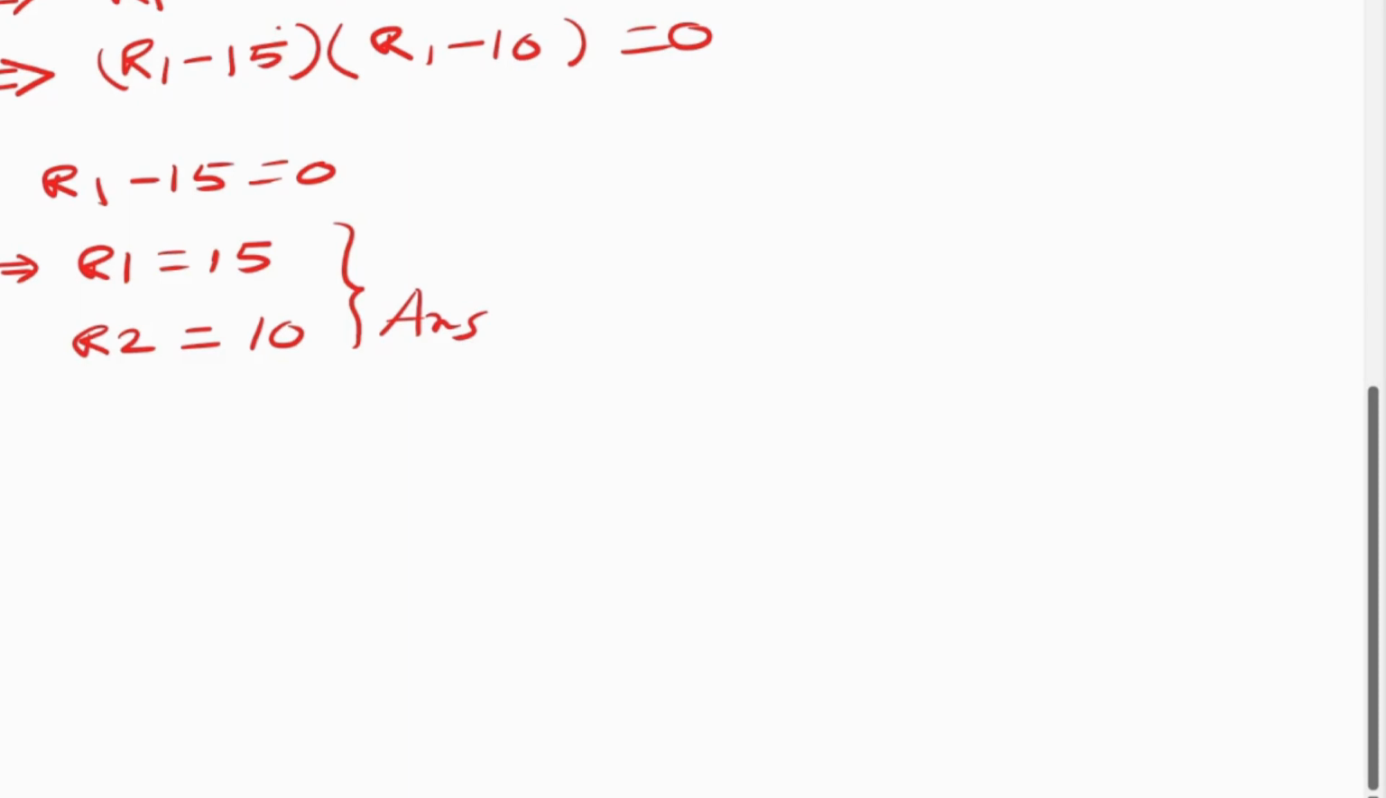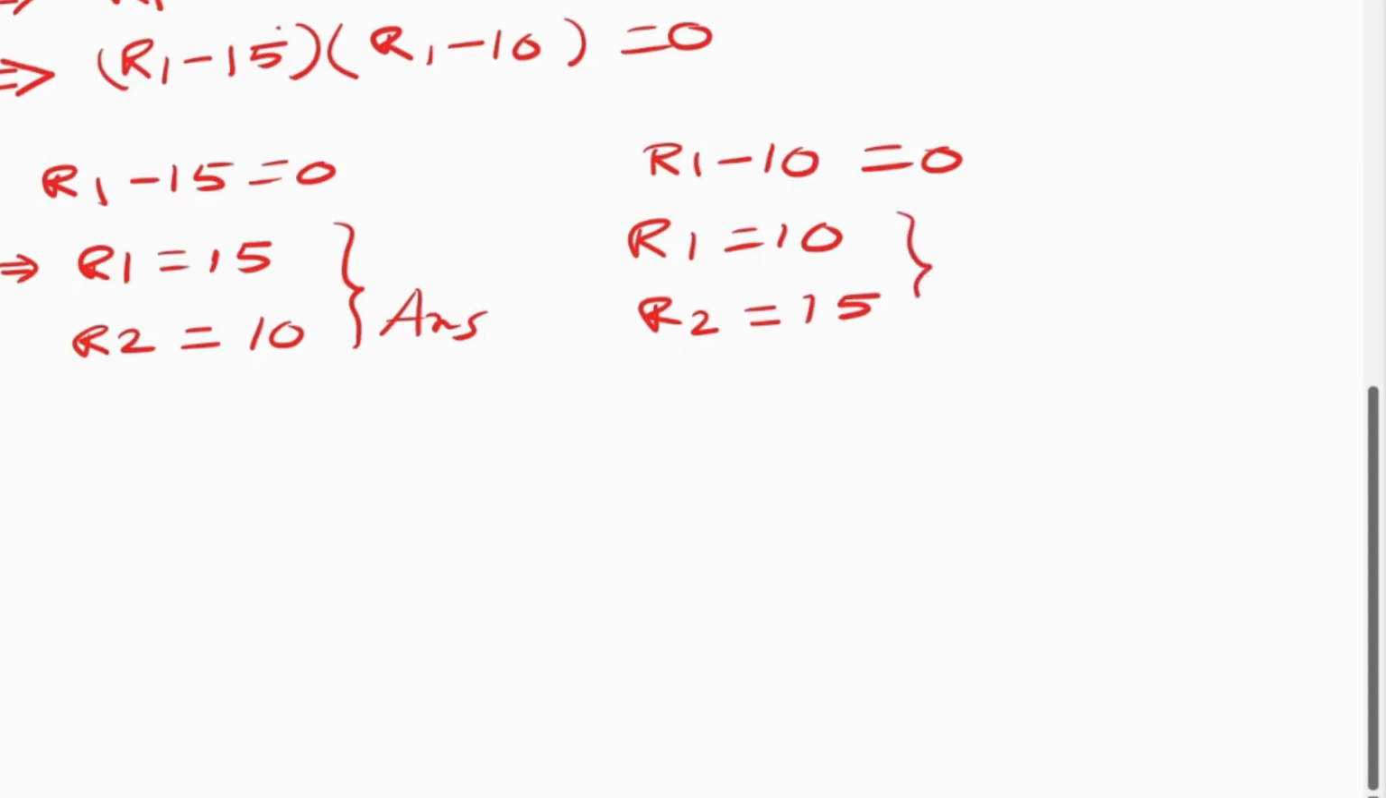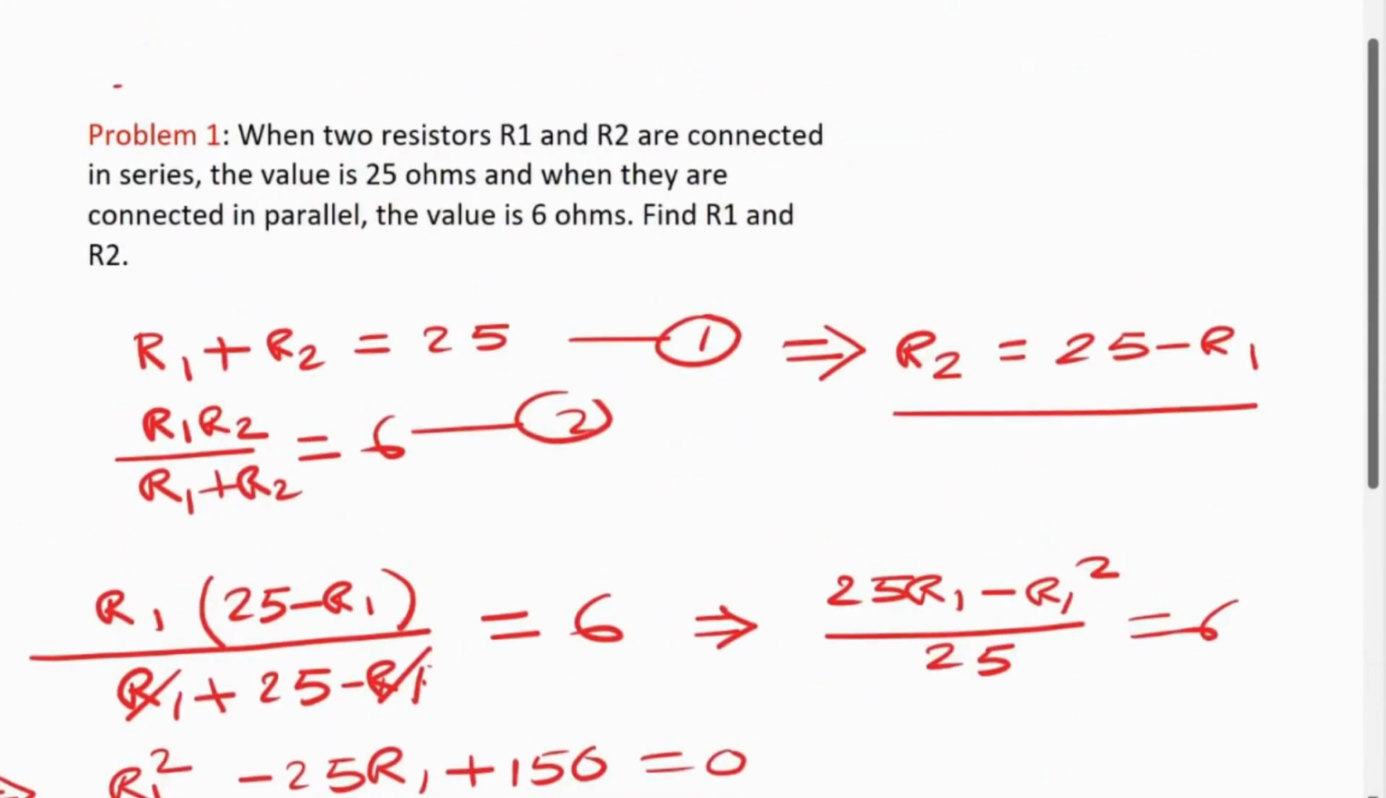Again, if we consider R1 minus 10 equals 0, so R1 will be 10, and if R1 equals 10, R2 will be, from equation 1, 25 minus 10 is equal to 15 ohms. So there are two conditions. One is R1 equals 15; if we consider R1 equals 15, R2 equals 10. If we consider R1 equals 10, R2 will be 15. So in this way we can calculate from this condition, problem number 1.